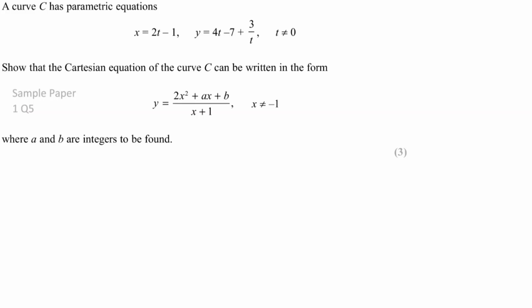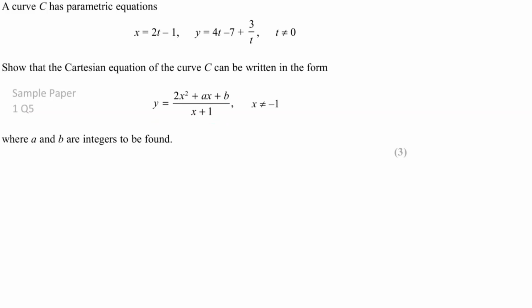Okay, so now we're going to move on to some past exam questions. So here's an example of one. We're told about a curve C that has the parametric equations x is equal to 2t minus 1 and y is equal to 4t minus 7 plus 3 over t. And we need to show a Cartesian equation of this curve can be written in this format here, and we need to find what A and B are.